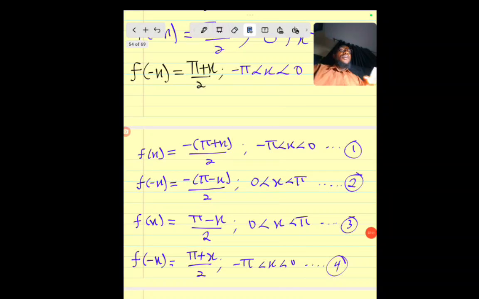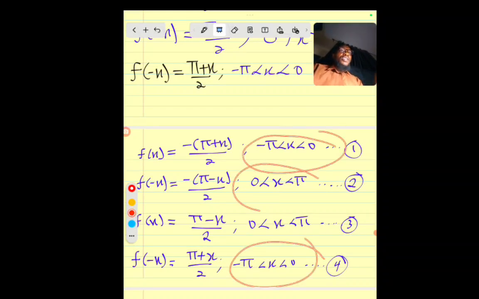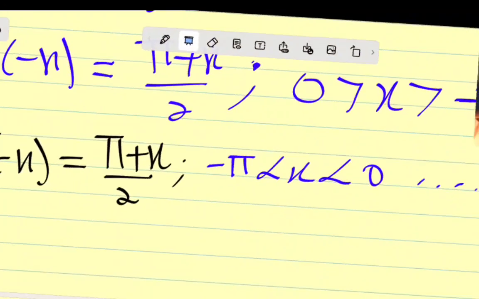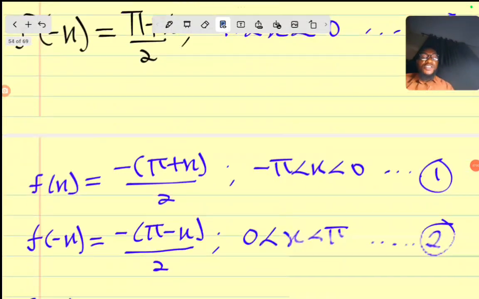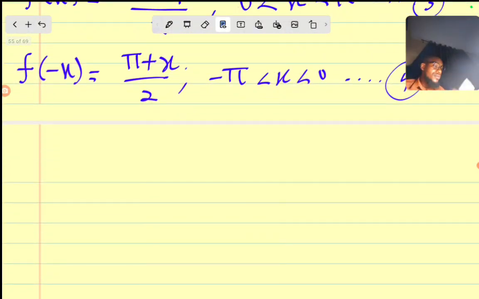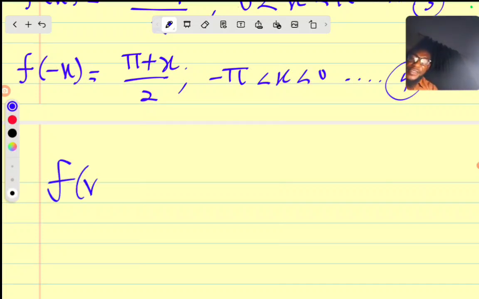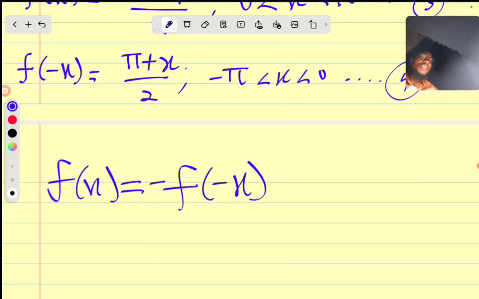If you look at this carefully, you can see that equation 1 and equation 4 are the same, or they have the same interval. And equation 3 and equation 2 have the same interval. So now, we should also recall that before you can say any function is even or odd, if f of x is the same thing as minus f of minus x, now we are going to say the function is odd. Now, let's go on and confirm it.